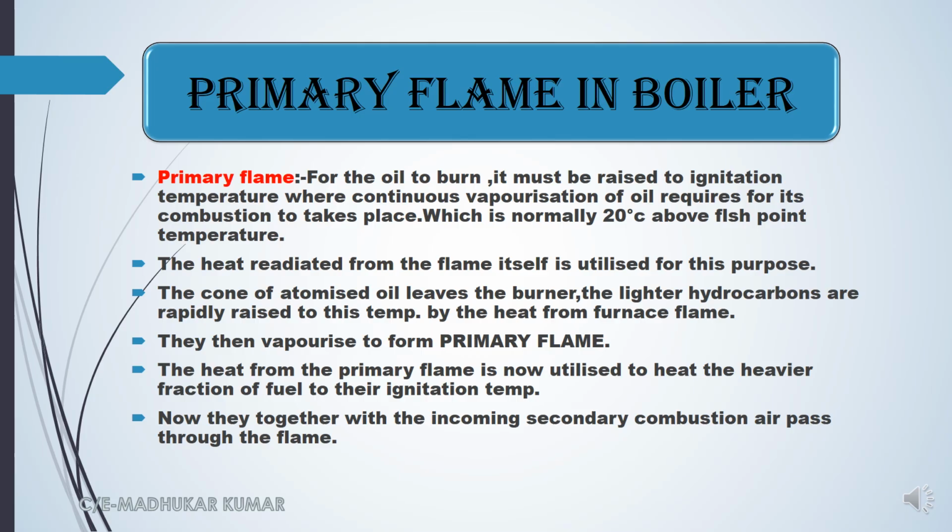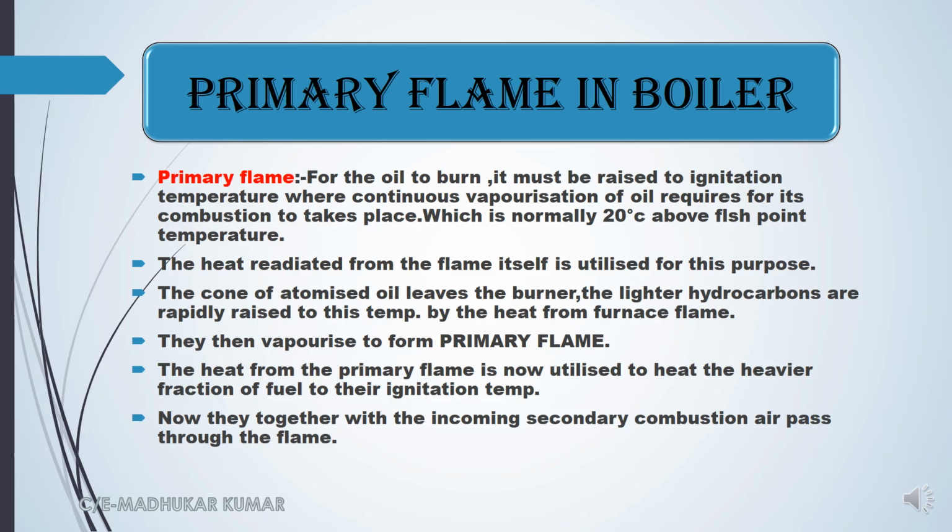Okay. So the heat radiated from the flame itself is utilized for this purpose. Means the vaporization is done by the heat radiated by the burner flame at this stage. Now the cone of atomized oil leaves the burner. The lighter hydrocarbons are rapidly raised to this temperature as they get the heat from the furnace flame itself, and then they form the primary flame. After the vaporization, sufficient vapors will be formed and the primary flame is formed.